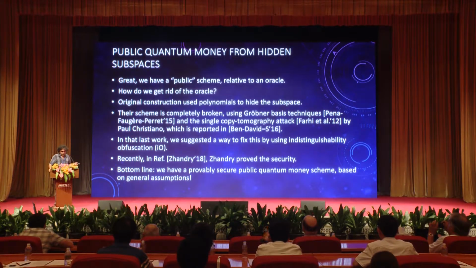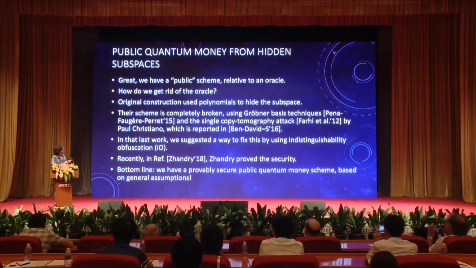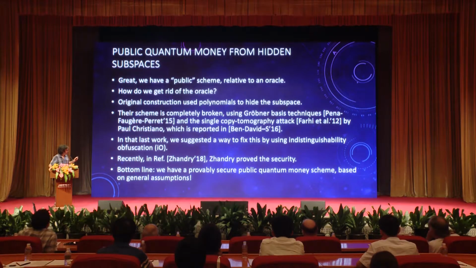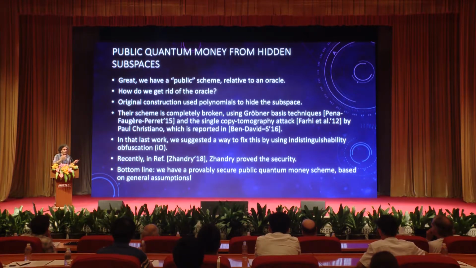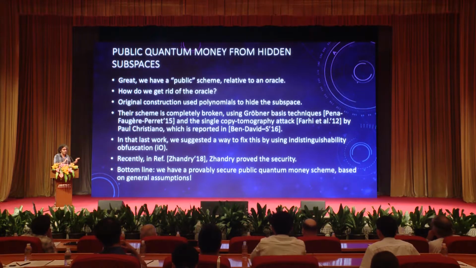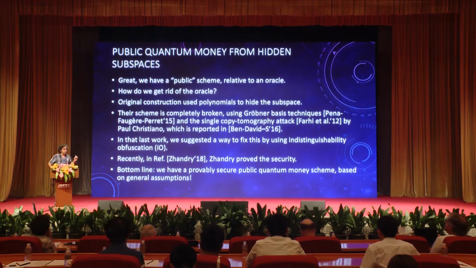The original construction used polynomials to hide the subspace, but by now this scheme is completely broken. Since I don't have so much time, I won't explain exactly what happens, but the bottom line is that recently Zhandry gave a beautiful security proof, and now we have a provably secure public quantum money scheme based on general assumptions. This is something we never had before. This is the first construction which achieves this based on general assumptions.